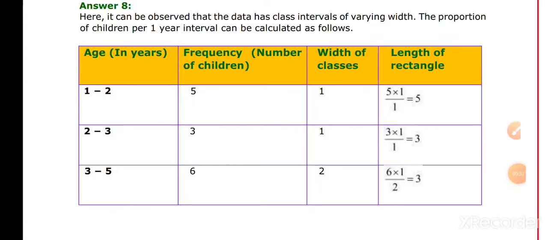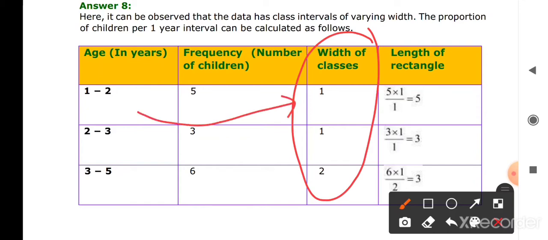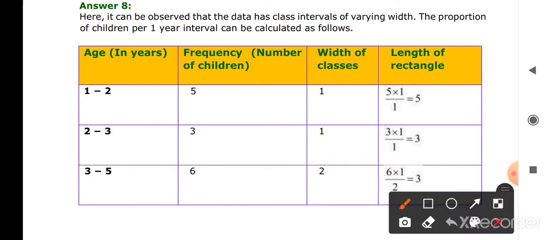For solving this question, you will make one column for class width, in which you can see that the class width of the first interval is 1, the second is 1, and the third is 2. And how will you find the length of the rectangle, or the length of the bar? For that, you will take the smallest width as the denominator, not for multiplying. We are multiplying each number by 1. This is the smallest width of the class, which is 1.